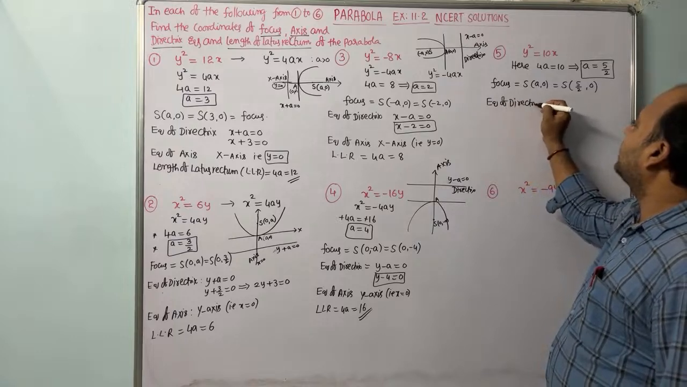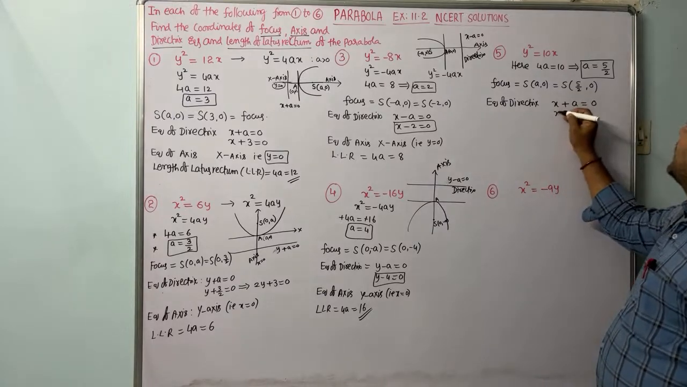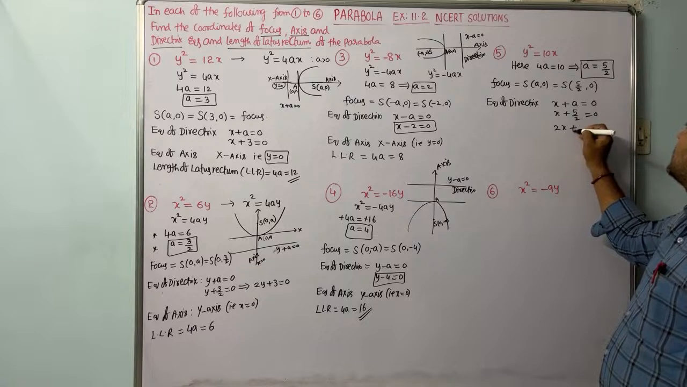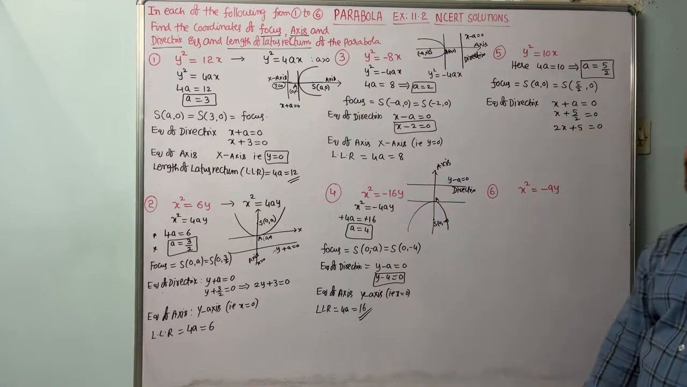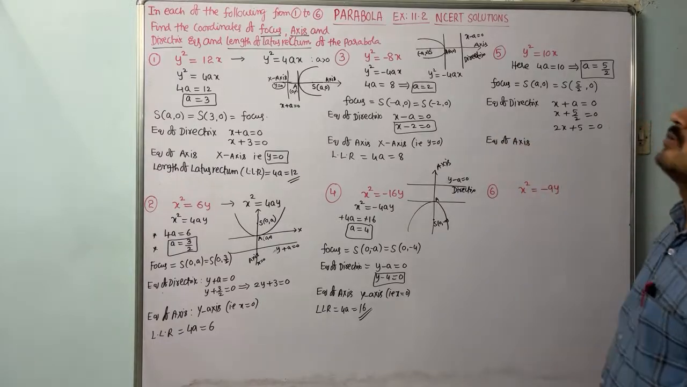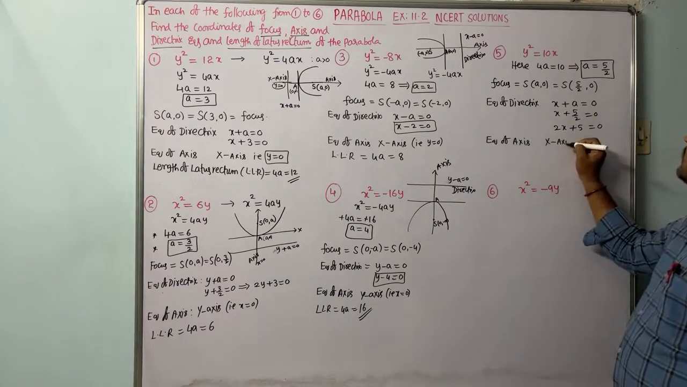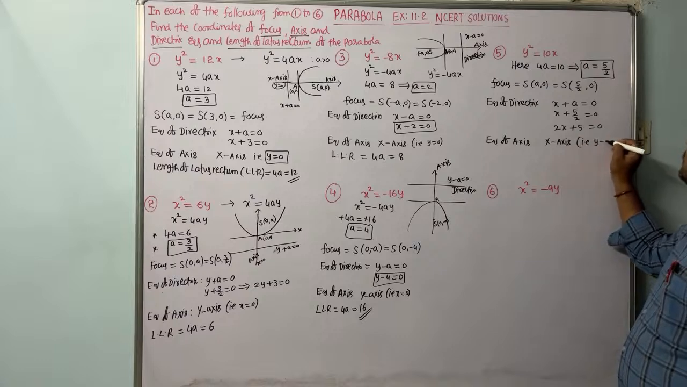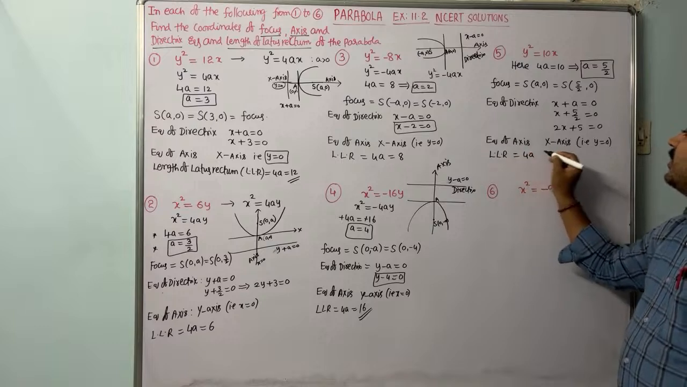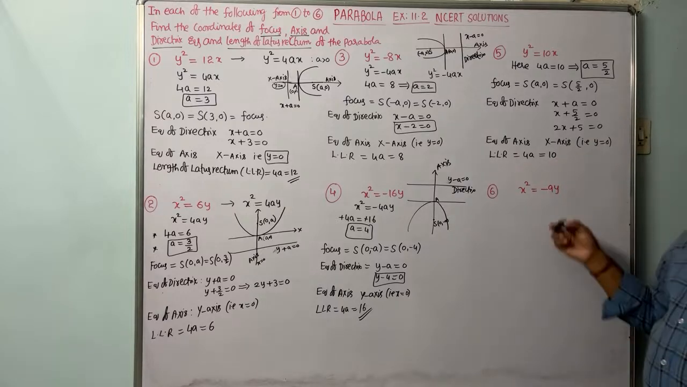Equation of directrix. x plus a equal to 0, that is x plus 5 by 2 equal to 0. So after taking LCM and simplifying, 2x plus 5 equal to 0. Next, equation of axis. So y square equal to 4x means like this, no? Axis means x-axis. In brackets, y is equal to 0. Next, length of latus rectum LLR equal to 4a. That is equal to, 4a value is what? 10. Okay, students, we'll move to another question.